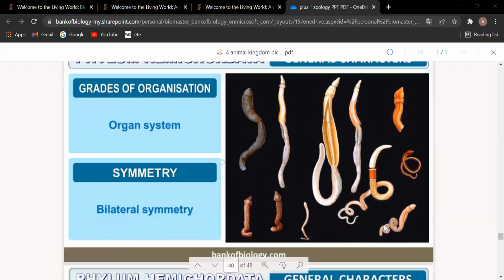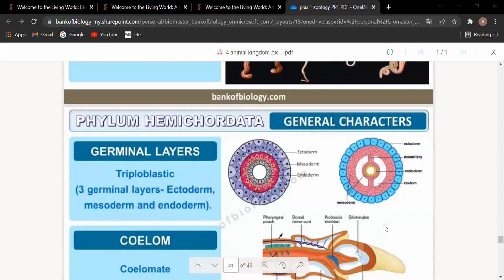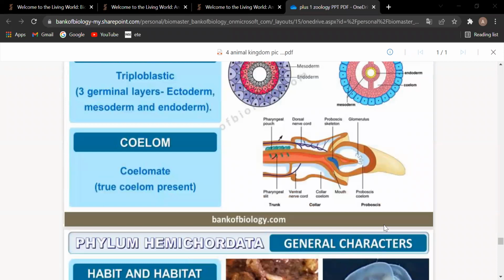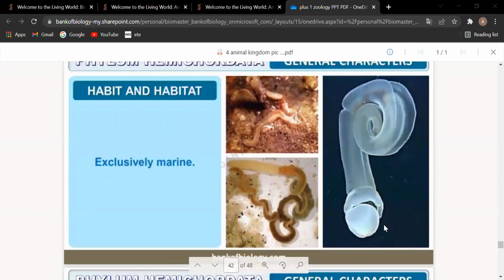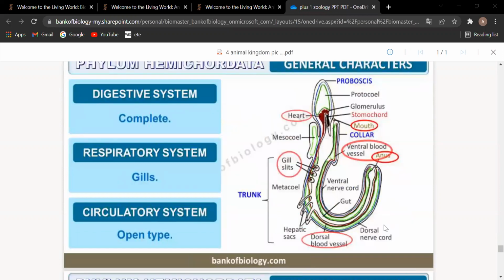Grade of organization: organ system. Symmetry: bilateral symmetry. These all are your hemichordates. Germinal layer: triploblastic, three germ layers: ectoderm, mesoderm, endoderm. Coelom is coelomate, so true coelom is present. Exclusively marine, they are only and only found in marine waters. Digestive system is complete. Respiratory system is with the help of gills. Circulatory system is open type.